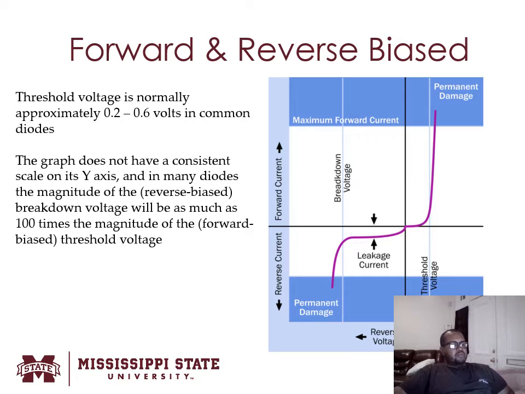Now, basically what I'm saying over here is that the threshold voltage is normally about 0.2 to 0.6 volts in most diodes. The graph doesn't have a consistent scale on the y-axis, and many diodes may have a magnitude of the reverse bias breakdown voltage to be as much as 100 times the magnitude of the forward bias threshold voltage. So this is not to scale.